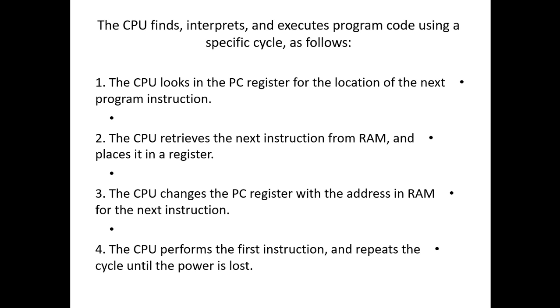The CPU finds, interprets, and executes program code using a specific cycle as follows. 1. The CPU looks in the PC register for the location of the next program instruction. 2. The CPU retrieves the next instruction from RAM and places it in a register. 3. The CPU changes the PC register to the address in RAM of the next instruction. 4. The CPU performs the first instruction and repeats the cycle until the power is lost.